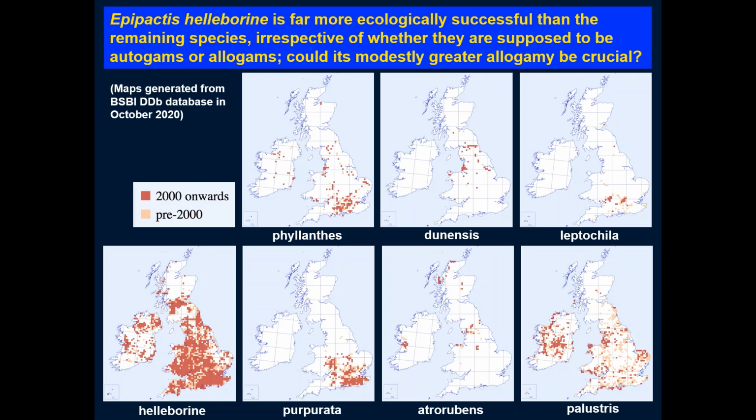Palustris, of course, is relatively widespread, but confined to damp habitats. So there's no real evidence that being an allogam is any more successful than being an autogam. The only thing you can say is that Epipactis helleborine is more successful than the remainder.